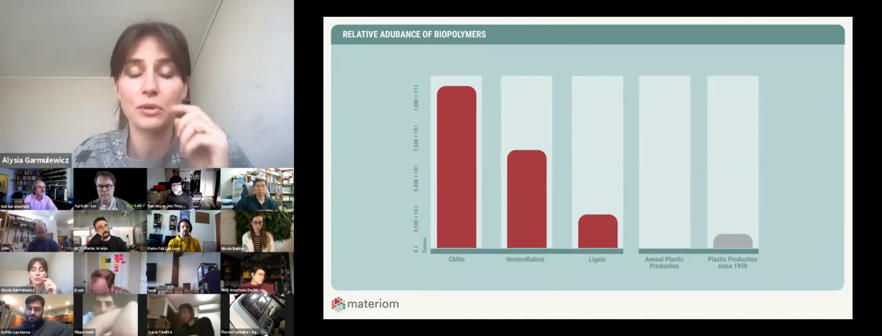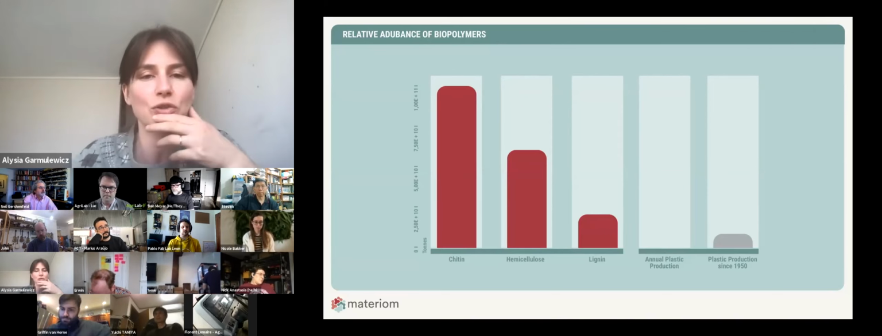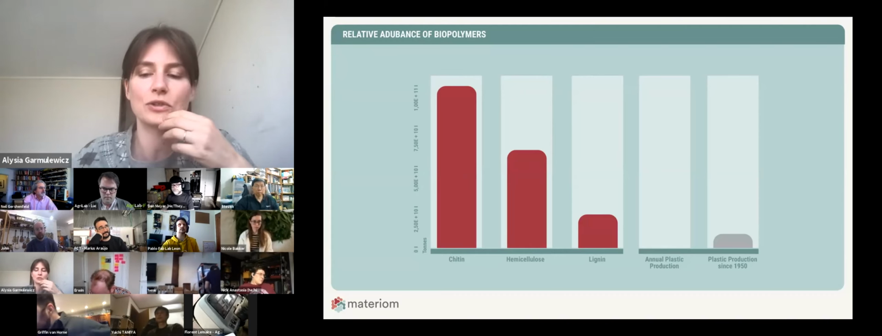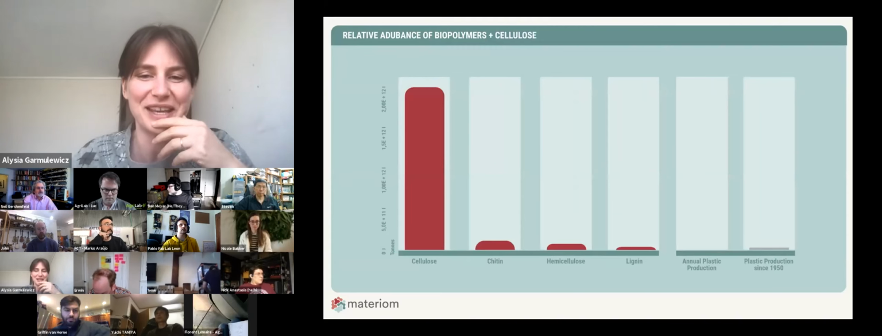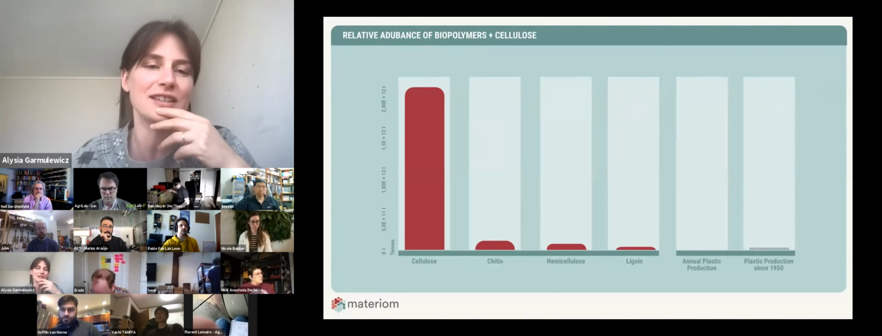So it's an acute problem, but we need to look at the natural world for the kind of solutions we can create from a materials perspective. This is just a quick show that cellulose can't even be shown on the same graph without making the others seem minuscule. Cellulose is the major component of plant matter, and you can see it's 2 teratons in volume.